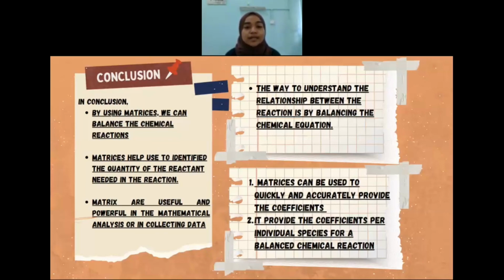Matrices are also one of the ways that are useful to understand the relationship between the reactions, by balancing the chemical equation. The primary method of assuming coefficients that could balance the equation and testing their reliability is time-consuming and not always accurate. However, matrices can be used to quickly and accurately provide the coefficient per individual species for a balanced chemical reaction. That's all from our group.